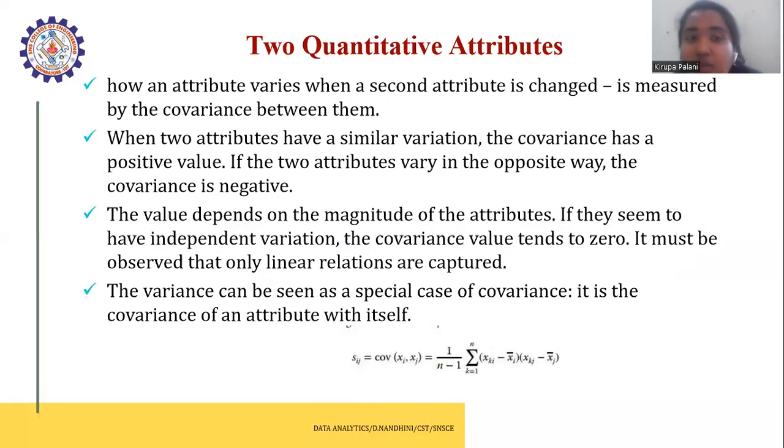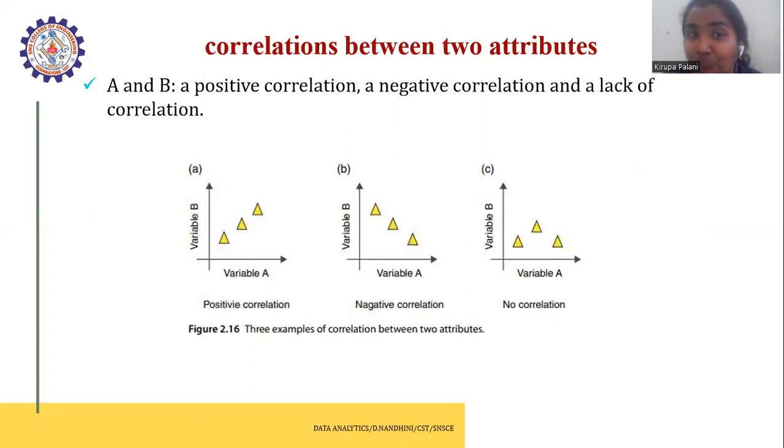Next one is two quantitative attributes. How an attribute varies when a second attribute is changed is measured by the covariance between them. When the two attributes have a similar variation, the covariance has a positive value. If one attribute varies positively while the other varies negatively, the covariance is negative. The value depends on the magnitude of the attributes. If they seem to have independent variation, the covariance value tends to zero. It must be observed that only linear relations are captured. The variance can be seen as a special case of covariance: the covariance of an attribute with itself.